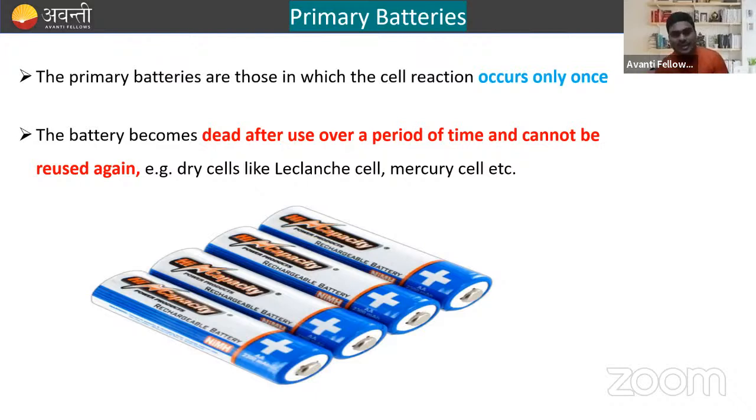Okay, so let's discuss the primary batteries. What are primary batteries? Primary batteries are those in which the cell reaction occurs only once. The battery becomes dead after use over a period of time and cannot be reused again. That is, dry cell like Leclanche cell, and mercury cell. These are all examples of primary batteries, right?